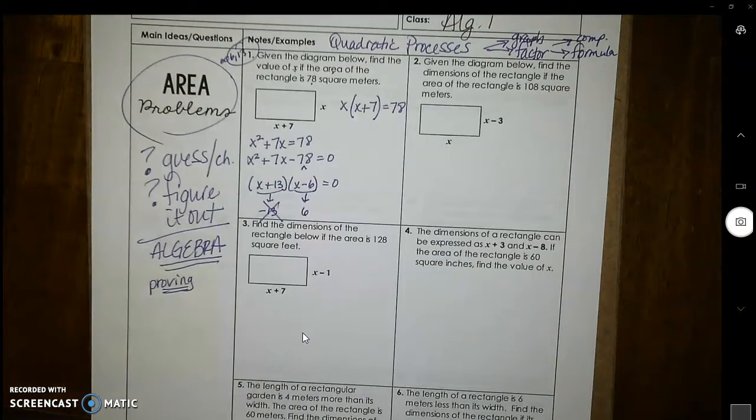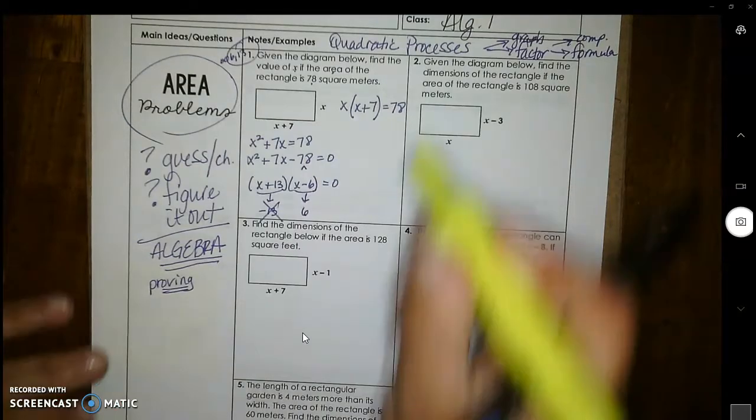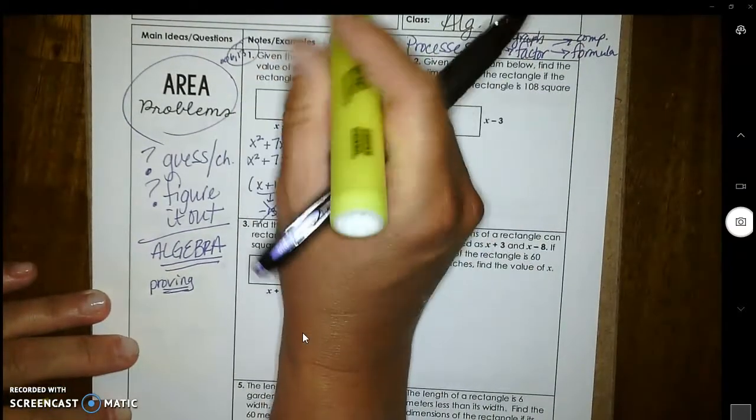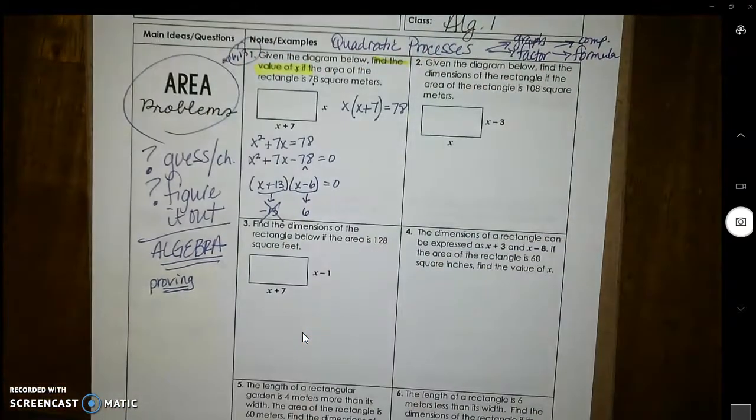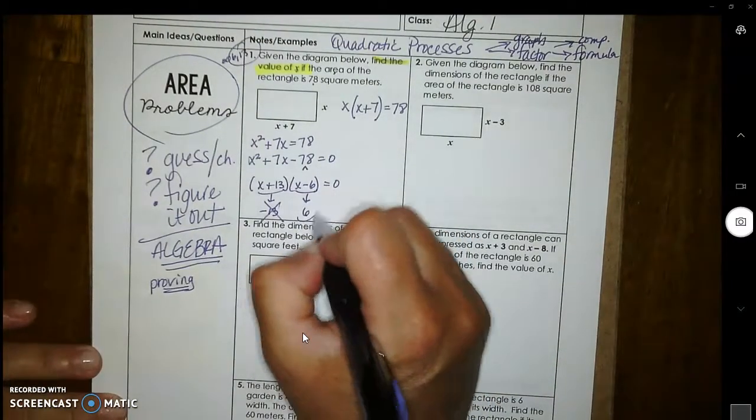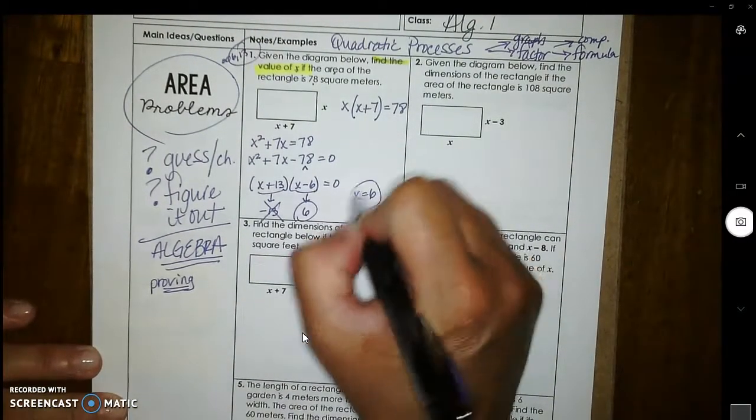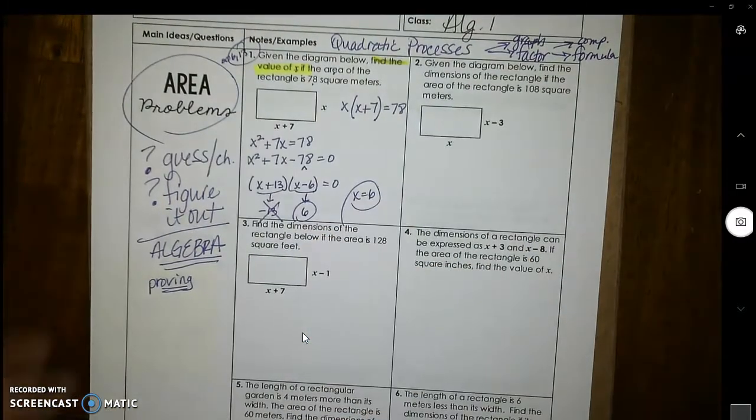Let's go read the problem one more time. The problem says, find the value of x. And so I'm done. X equals 6. Okay, let's go do it again.